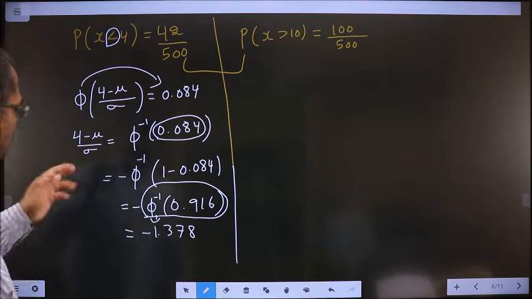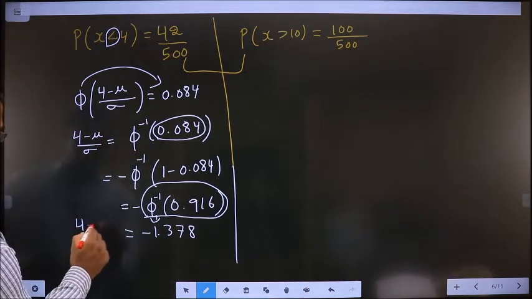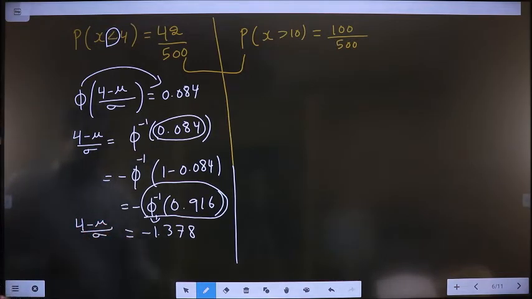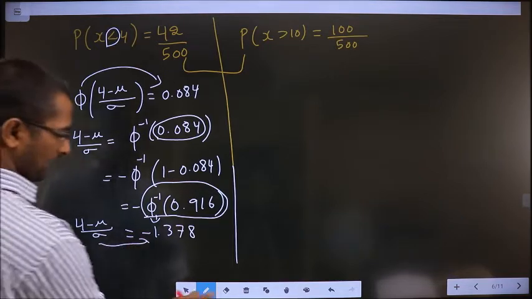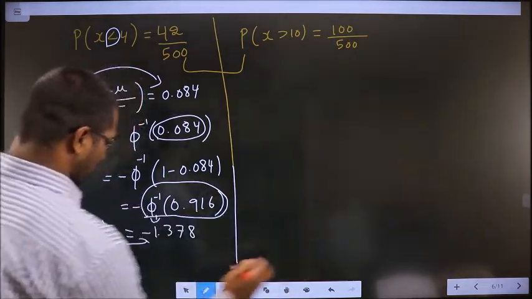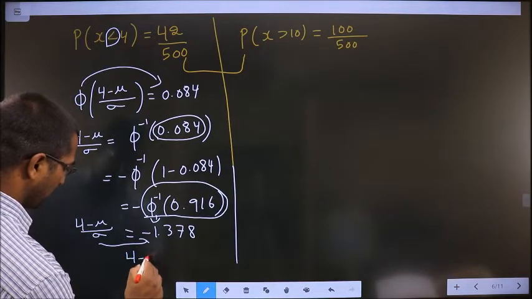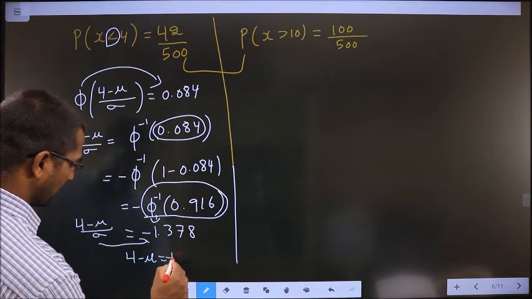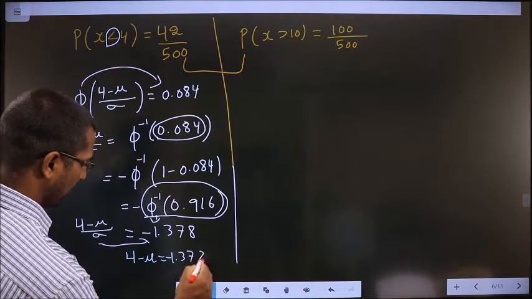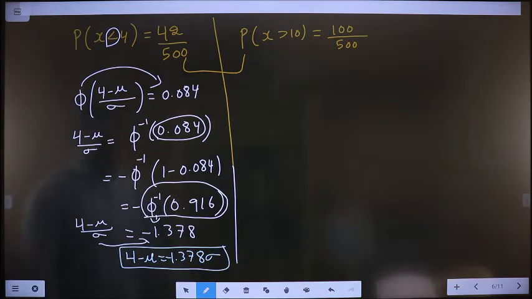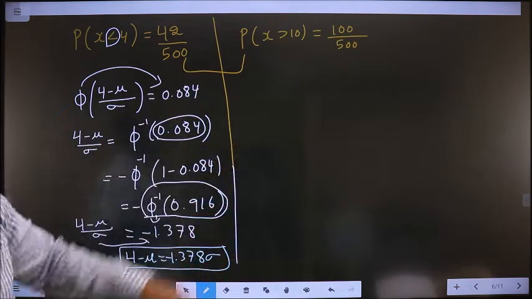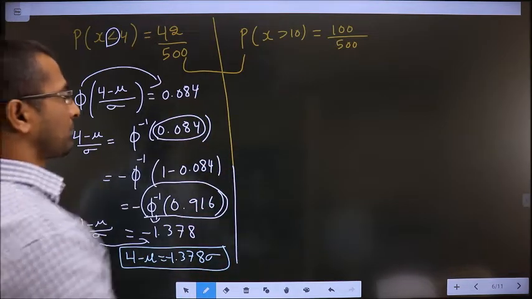Okay. And on this side, 4 minus mean by standard deviation. Send standard deviation to the other side. So what will it result? 4 minus mean is equal to minus 1.378 standard deviation. This is the first equation. Okay. Now let us continue with the second equation.